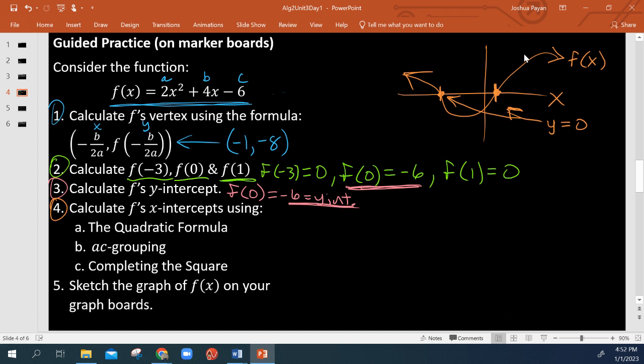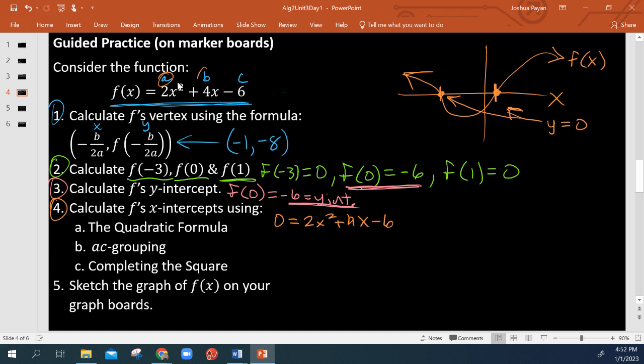Okay, so when we do that, instead of f of x equals our function of x, we're going to say 0 equals 2x squared plus 4x minus 6. Okay, and we're prompted here also to find it 3 different ways using the quadratic formula, AC grouping, and completing the square. So what we're going to do first is the quadratic formula.